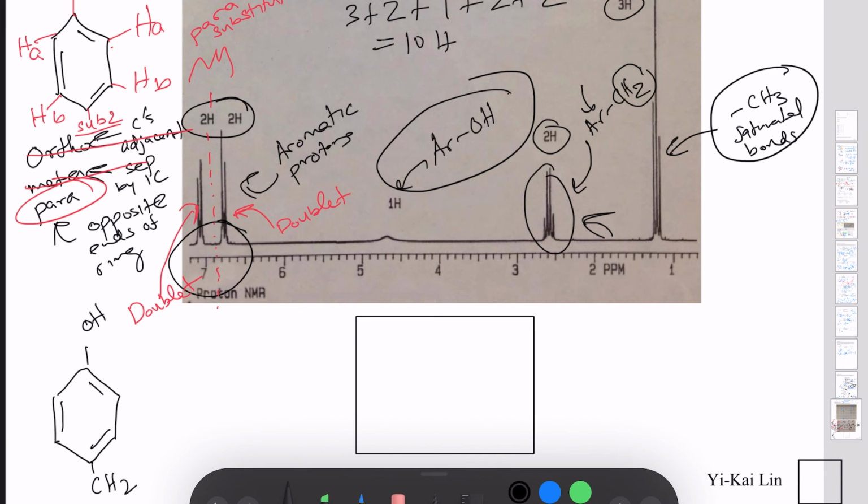Where do the CH3 saturated bonds go? There can't be a third substituent, right? So what does this tell us? It tells us that there's a possibility that we would have to form that CH3 right here. But we can't just blindly say that, right? We need to back it up.